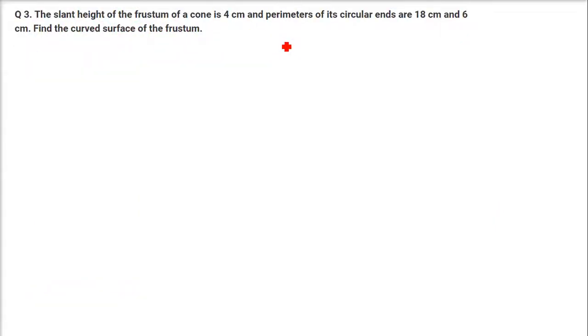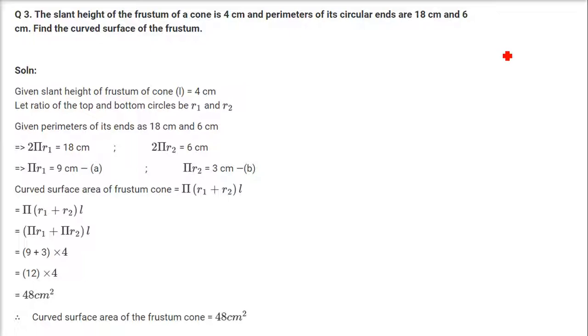The slant height of the frustum of a cone is 4 centimeter, and the perimeters of its circular ends are 18 and 6. Find the curved surface of the frustum. Now the slant height is given, that is L is given. Now this perimeter of the circular end, perimeter means the circumference. So what is circumference of a circle? There are two circles. One is this one, second is this one.